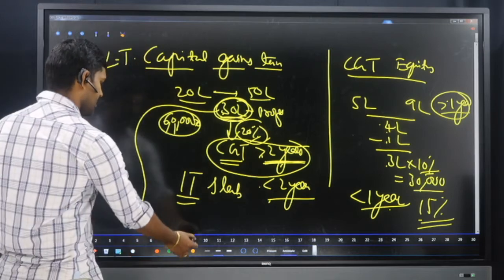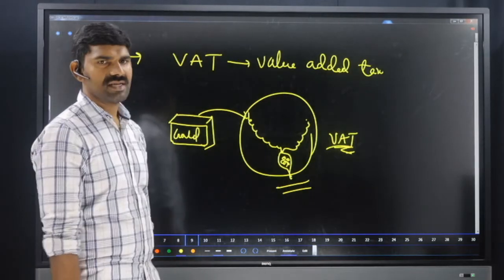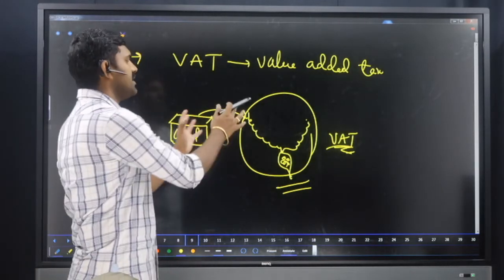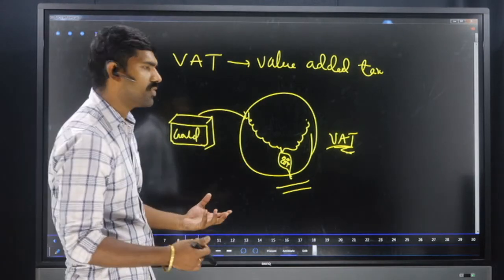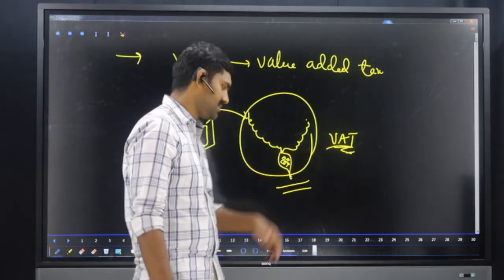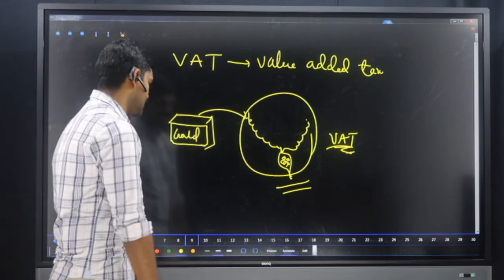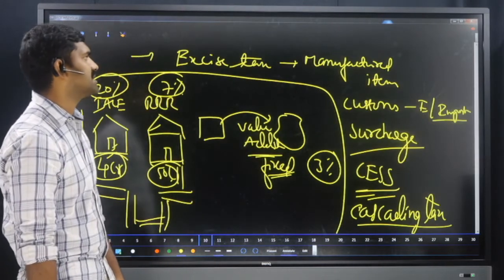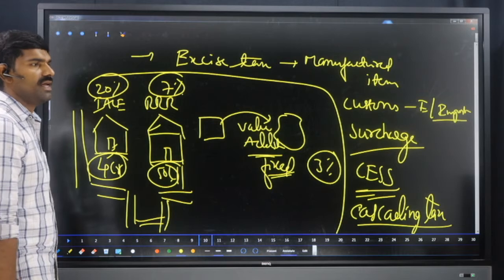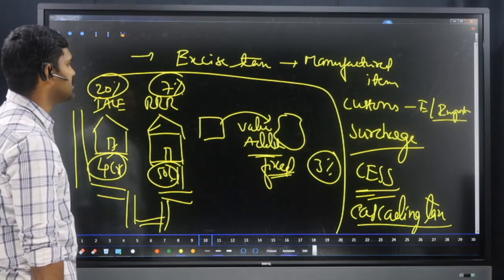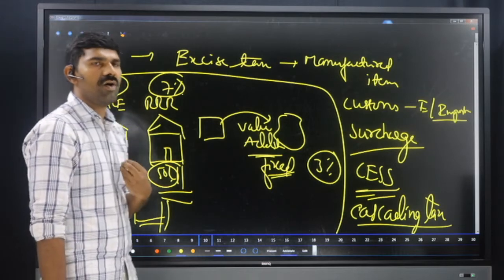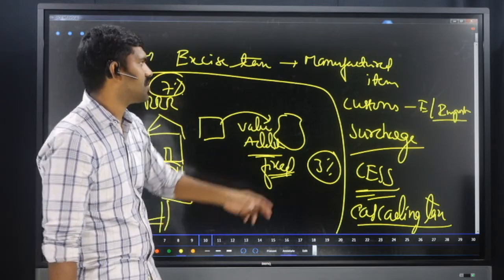Next one, value added tax. Value added tax is what you pay when you modify an item by adding some value to it. Next one, excise tax. What is this excise tax? On a manufactured item, whatever tax you impose is called excise tax.